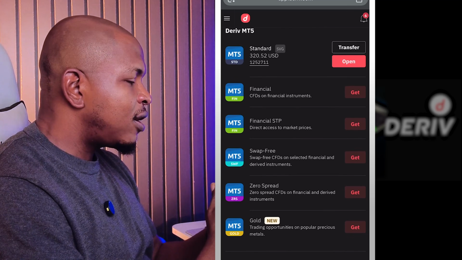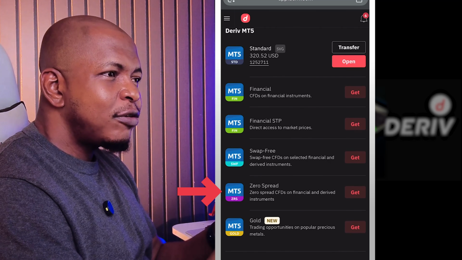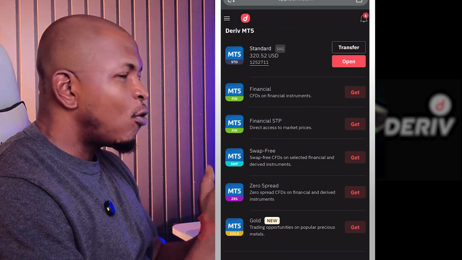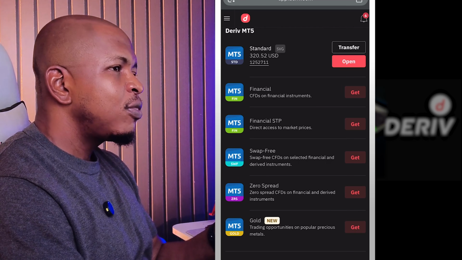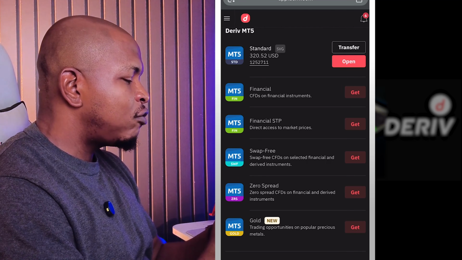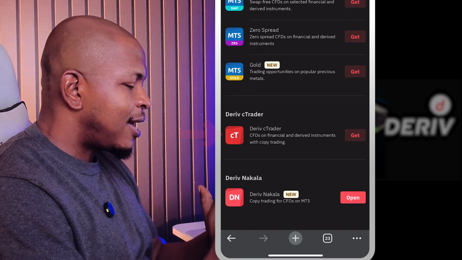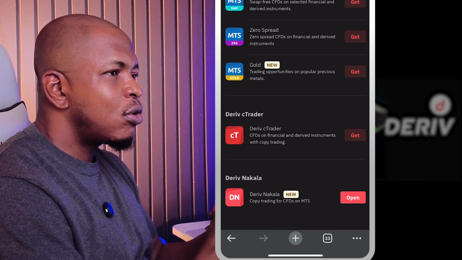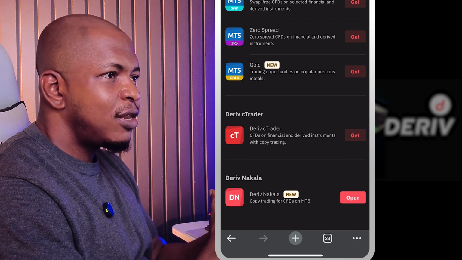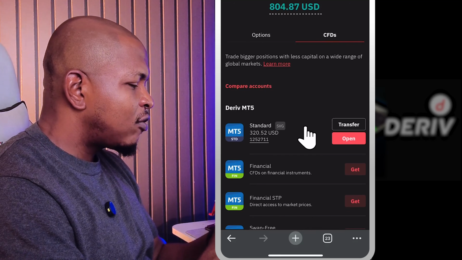So the types of accounts here include the standard accounts, financial STP, swap free, zero spread, and gold. All these accounts are for MT5. In other words, you need to connect them to MT5 to trade. Other ones are the Deriv cTrader and the Deriv Nakala. Both of them you can use for copy trading. To compare which account you should choose out of these, just click on compare here.